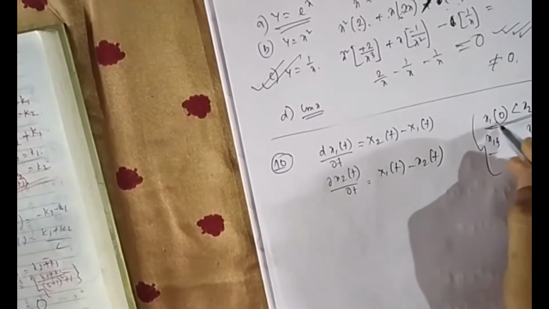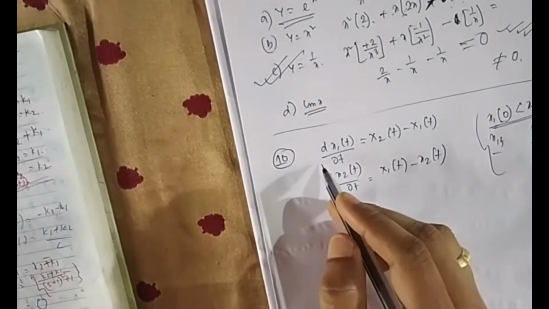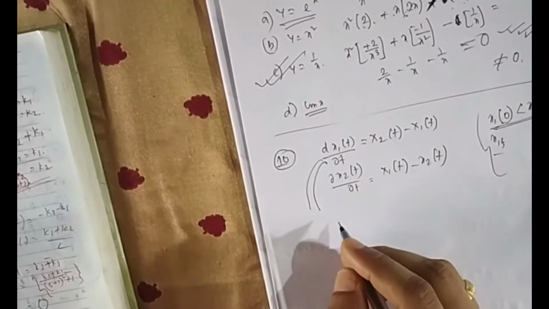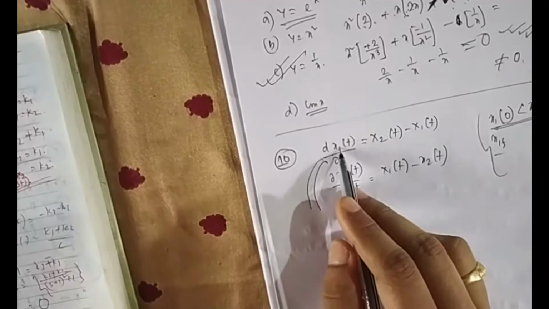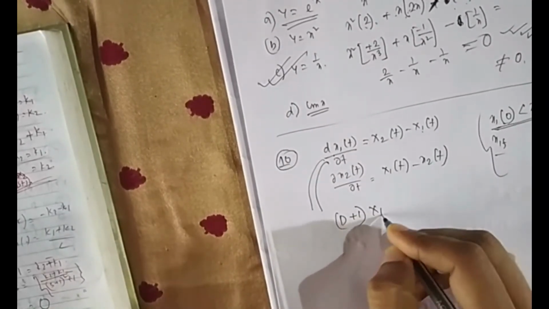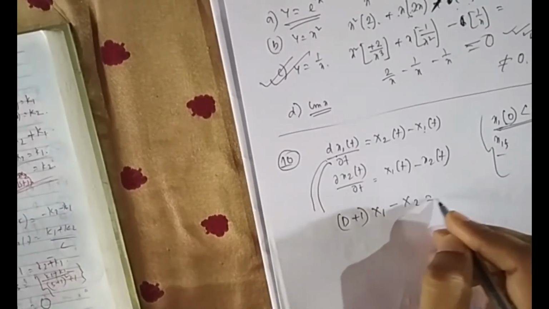Now again you can see the initial values are not directly given, so it's better not to go by Laplace. You will go by the normal way. In the normal way, instead of d/dt we put D. So how do we solve one? It will be capital D x1 plus x1. If you take x1 common, it will be (D plus 1) x1 minus x2 is equal to 0.